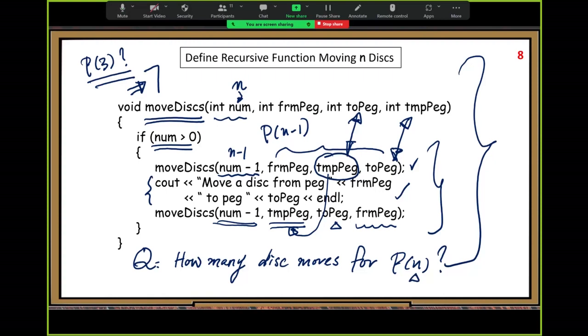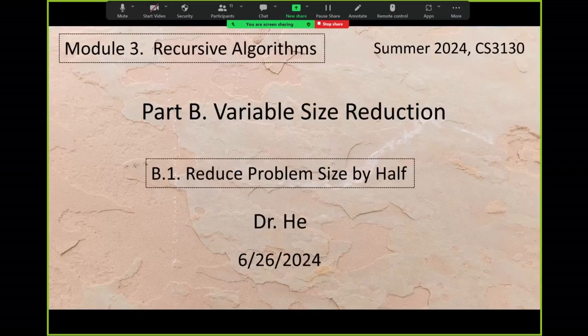Think about that. Here, I do not give you that number, because later I will show you how to solve a recursive relation to find this number. Later we will do that. All right. So we finished that topic.